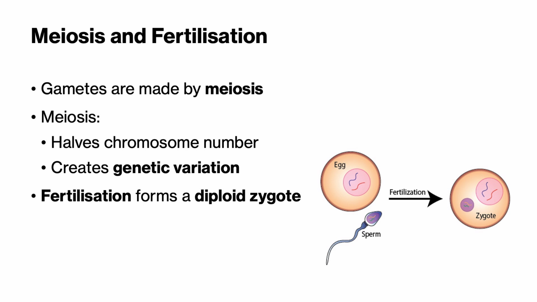Gametes are produced by a kind of cell division called meiosis. During meiosis, the chromosome number is reduced by half and can create genetic variation. When fertilization occurs, the nuclei of the two gametes fuse to form a zygote, which is diploid and contains a full set of chromosomes.